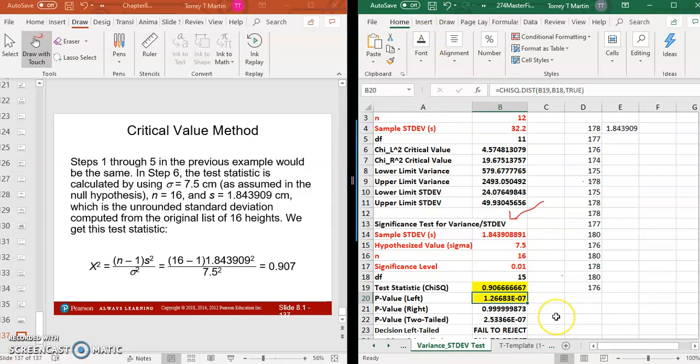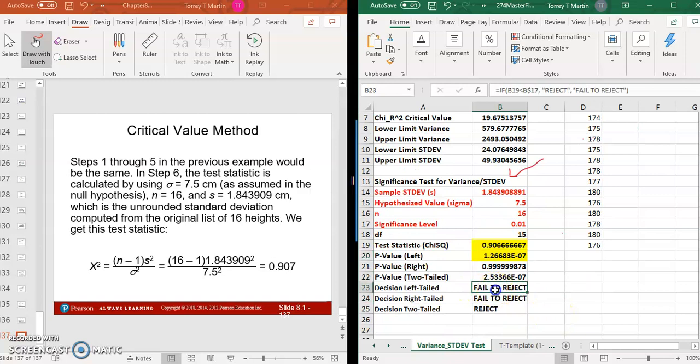Right? And then from my decision, I know that I need to fail to reject. So there is not enough sufficient evidence to support my alternative that the standard deviation is less, so there could be another option for her. We don't know. We have to run more tests. But let's see.